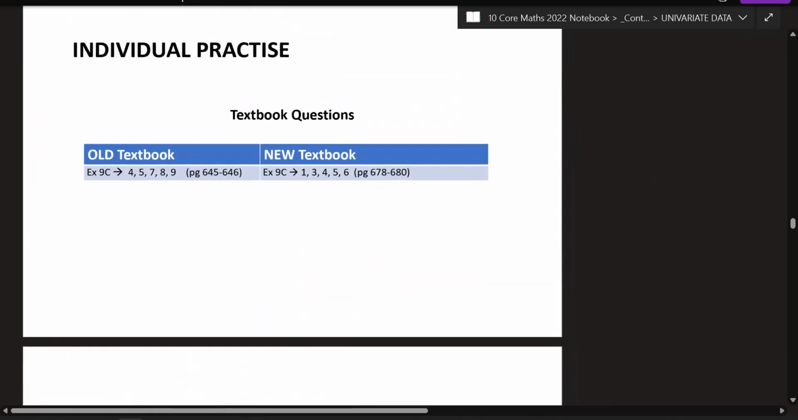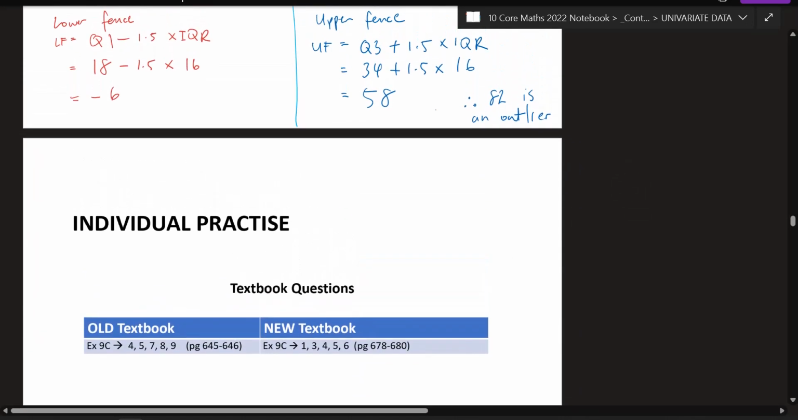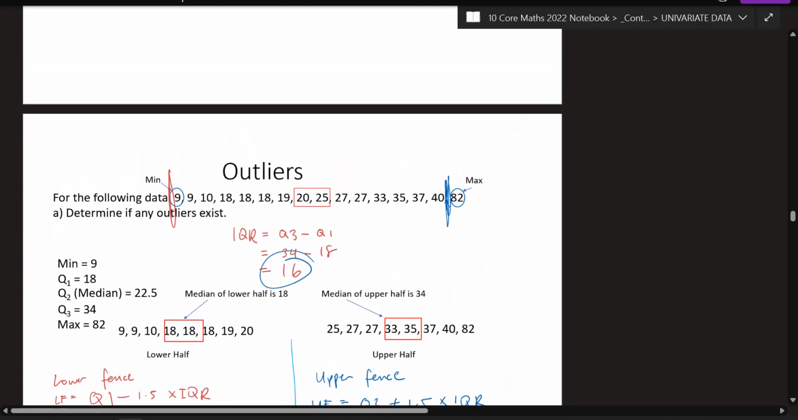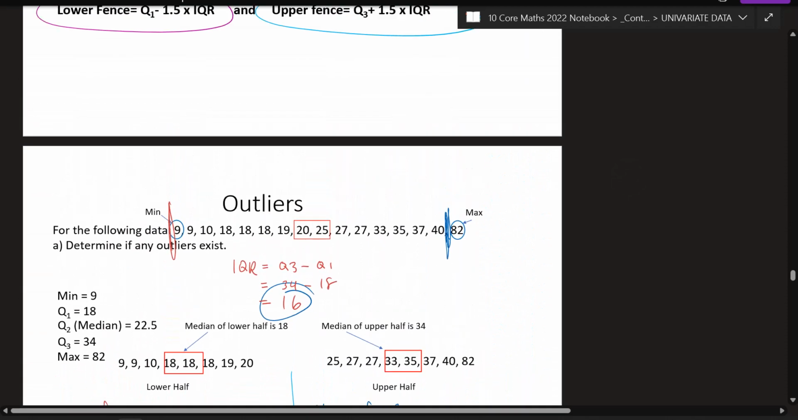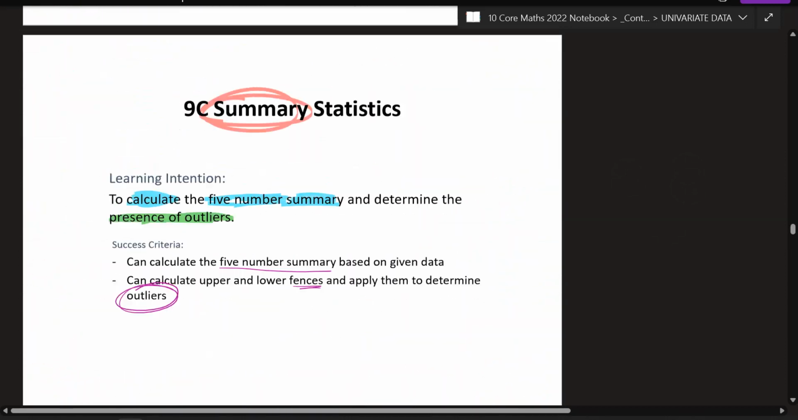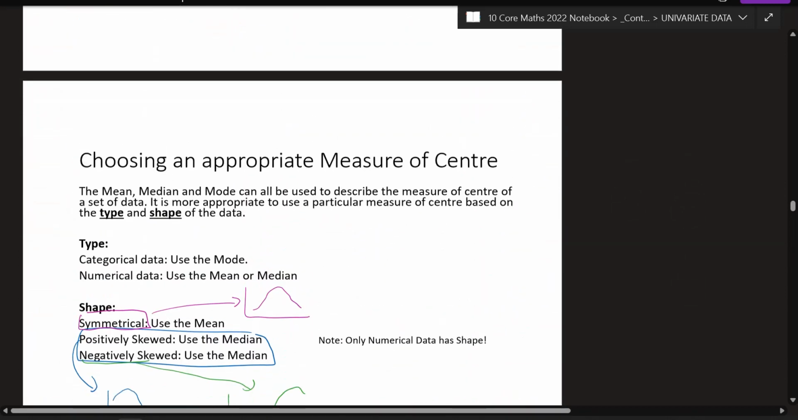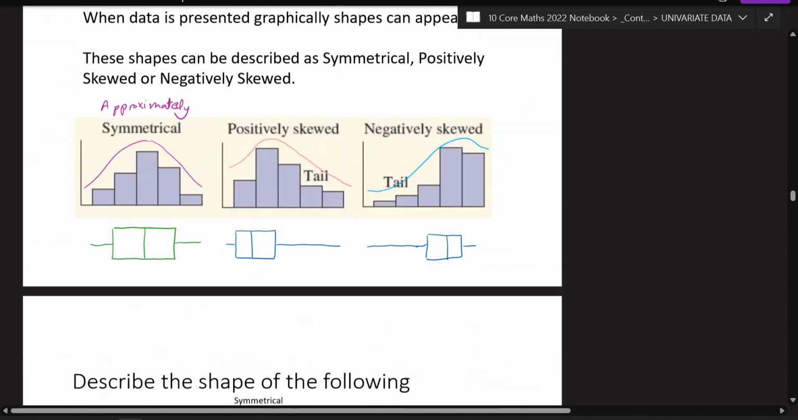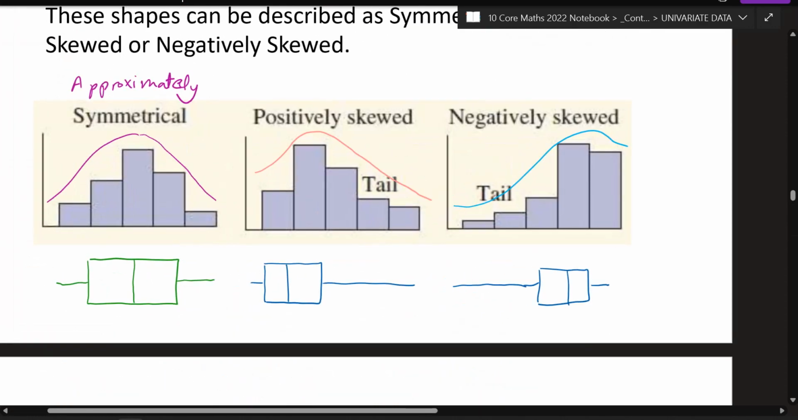Before we actually get into it, do you guys remember where I showed you or got you to draw pictures of box plots? Go back to 9B. Actually, you don't have to, I'll just show you. Do you remember these bad boys? These are box plots. These are what your box plots are.